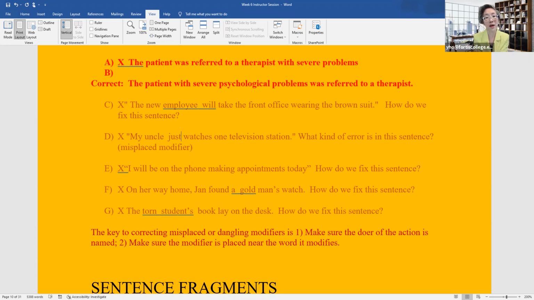I will be on the phone making appointments today. So your phone is going to go and make appointments? No, you're the one making appointments. So the modifier has to be next to what it's modifying. So the correct sentence will be, I will be making appointments on the phone today. So that's a misplaced modifier. The torn student's book lay on the desk. And so here is the student's torn book lay on the desk.